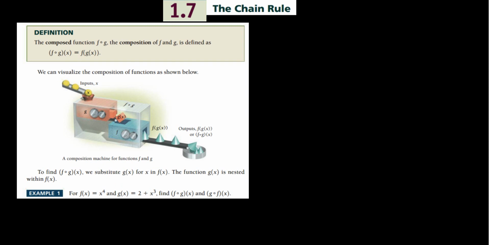Example 1 reads: for f of x equal to x to the fourth and g of x equal to 2 plus 3x cubed, find f of g of x and g of f of x. We'll do the first one here, f of g of x. The way this works is you're basically putting g into f. It's f composed with g of x.